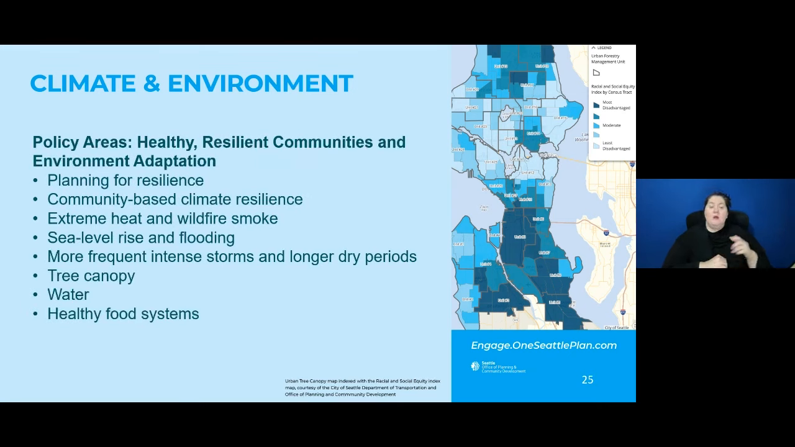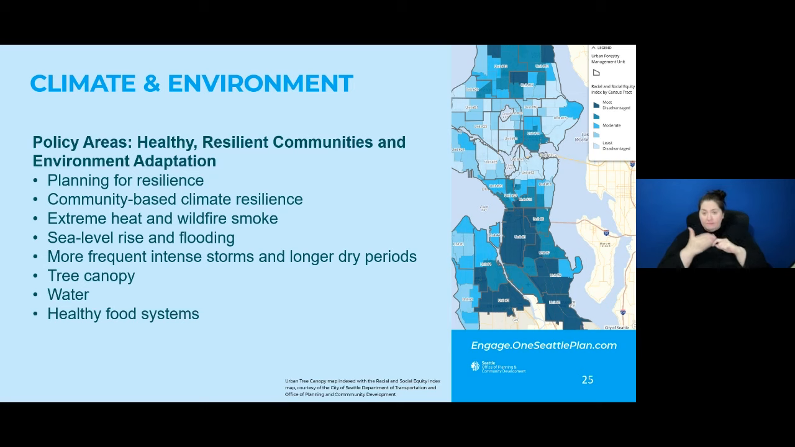The other major sub-element under climate is resilience in the face of the impacts that unfortunately we are all starting to feel, probably sooner than we imagine, from climate change. This is very much a community-based climate resilience approach that we take in this plan. And it addresses each of several major areas where impacts from climate are being felt now and are expected to get worse in the future. Heat and smoke, sea level rise and flooding, more intense storms and longer dry periods.